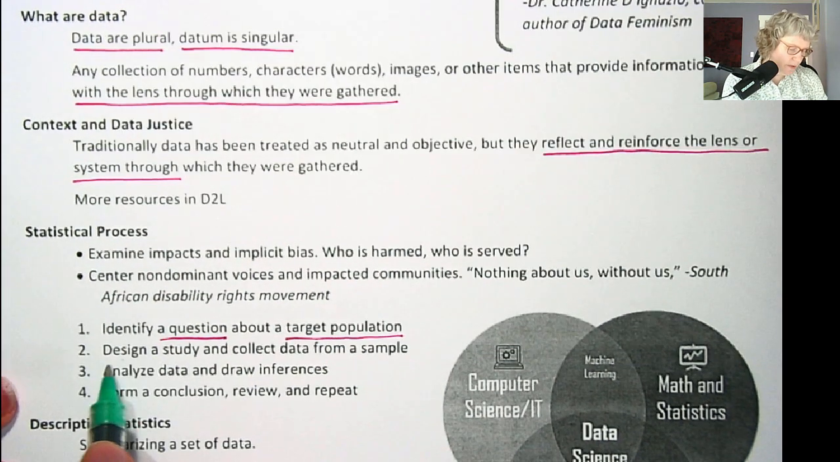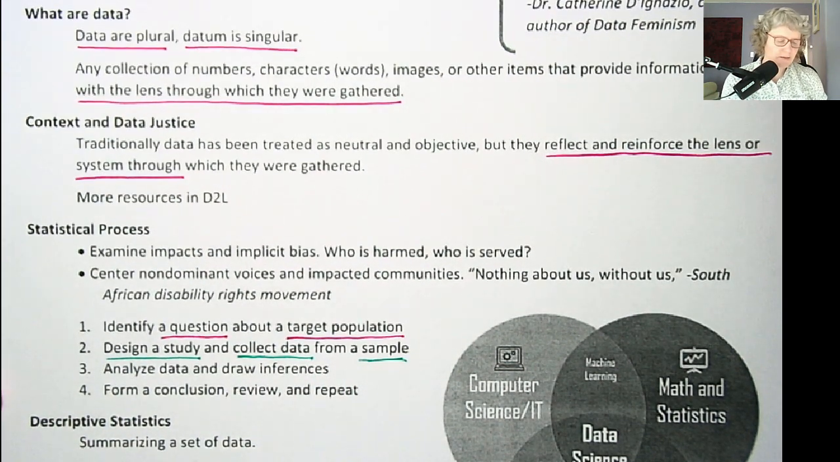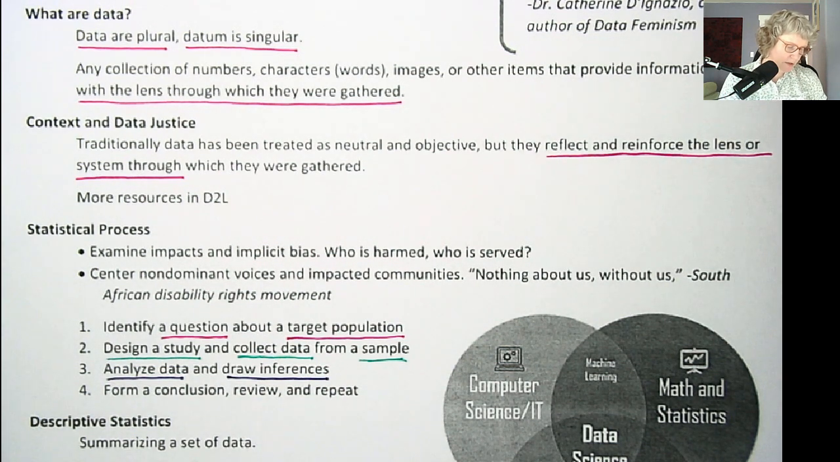Okay, then we're going to design a study and collect data, and usually that involves taking a sample, right? It's often too hard to ask everyone in the population, but it depends on the population. Then we're going to analyze data and draw inferences. Okay, we're going to learn how to do all of this, and then we will form a conclusion.